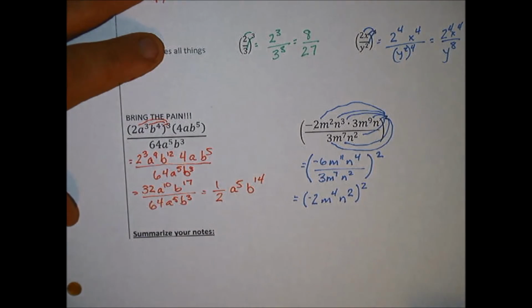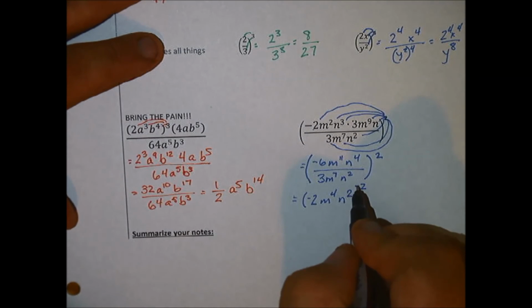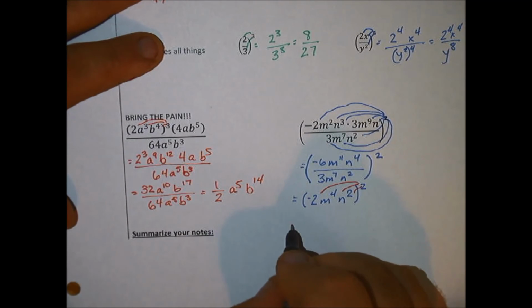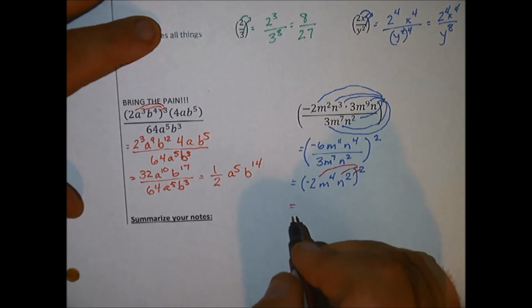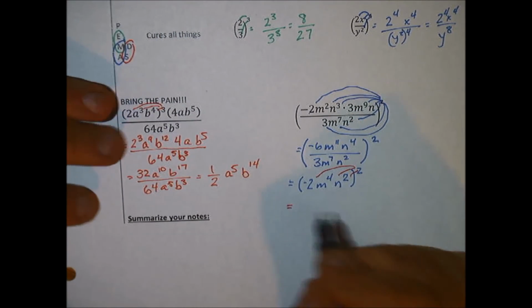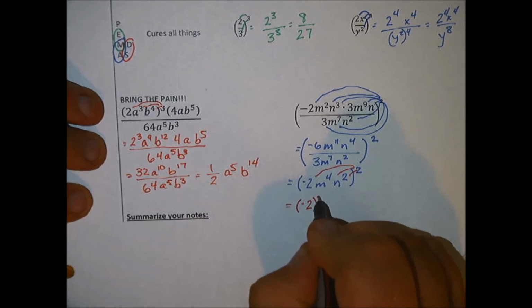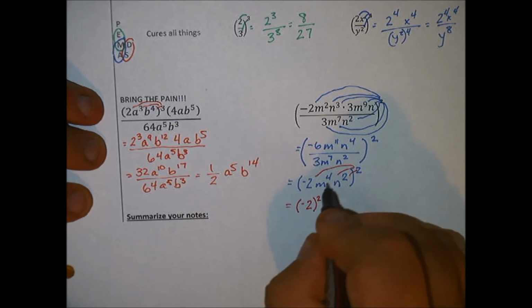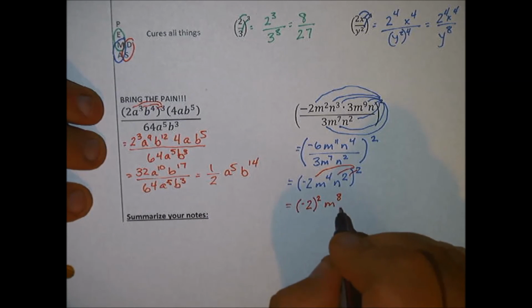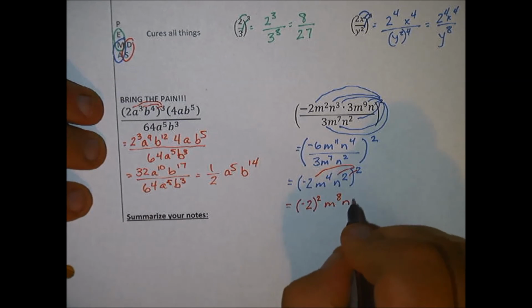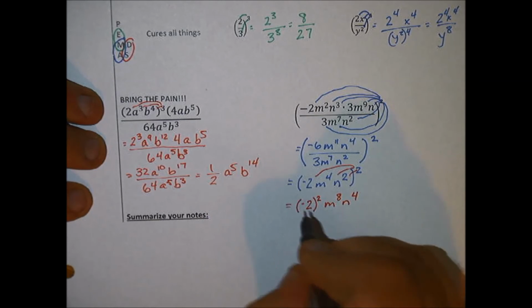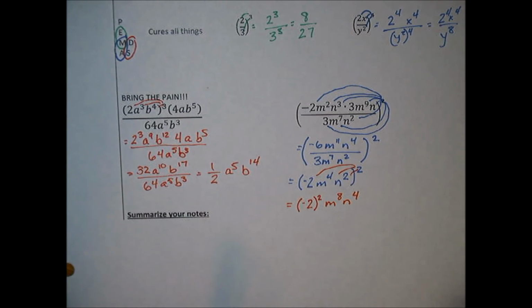Now I want to take that 2, and now I just want to put it into these ones. So that's a lot easier. I'm just distributing the same thing to a smaller set of things. So I have negative 2 squared, m to the 4 times 2 is 8, and n to the 2 times 2 is 4. That's my answer. That's pretty easy.